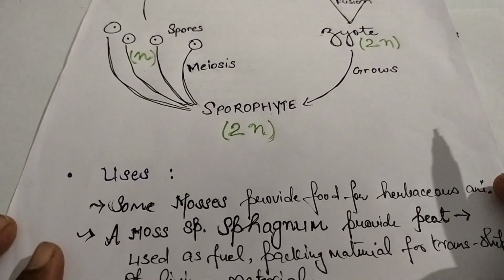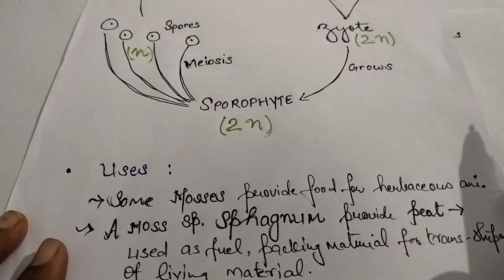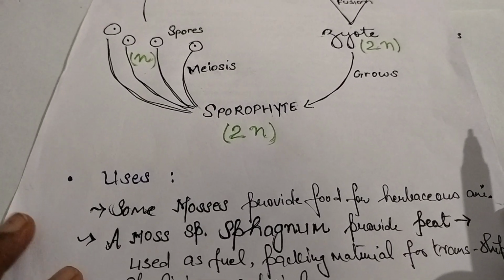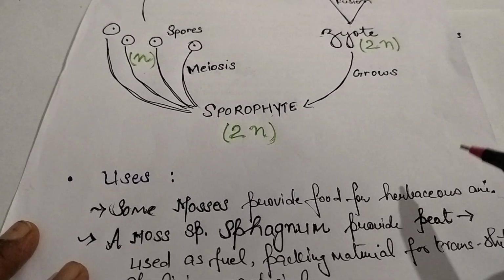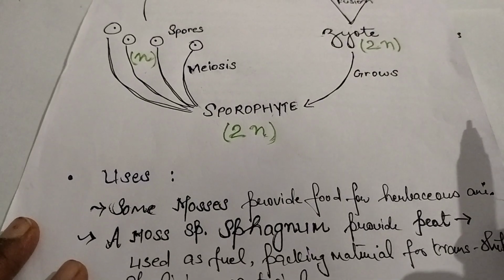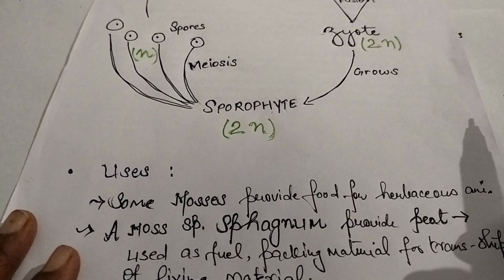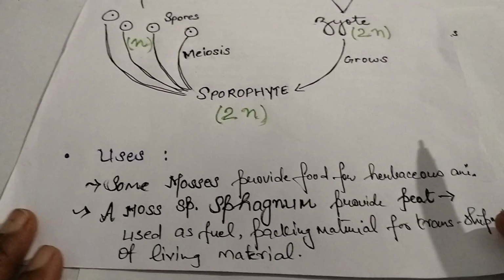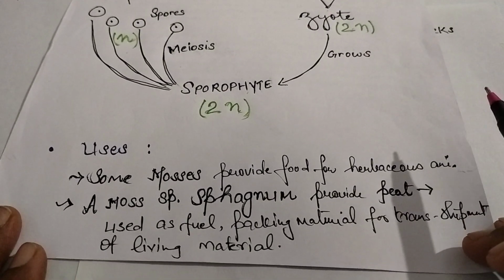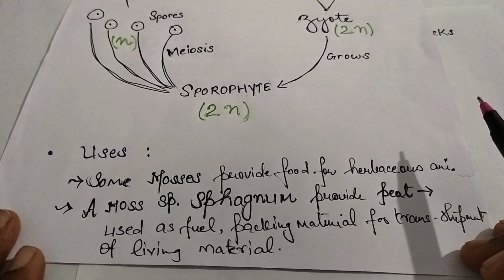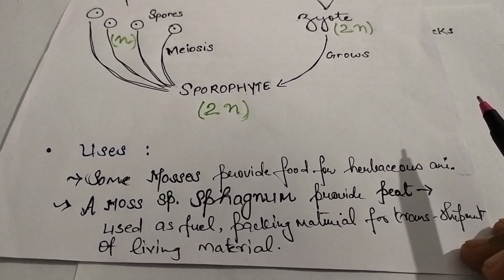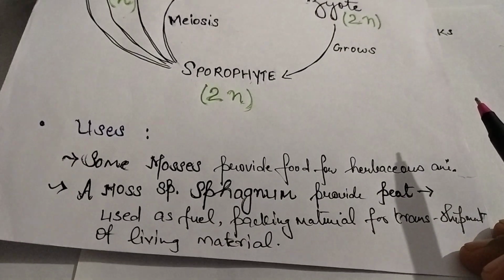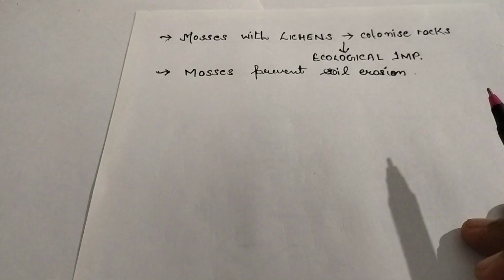Species of a moss, Sphagnum. Sphagnum is a genus. A species of Sphagnum provides peat that is used as fuel and as packing material for transshipment of living material.